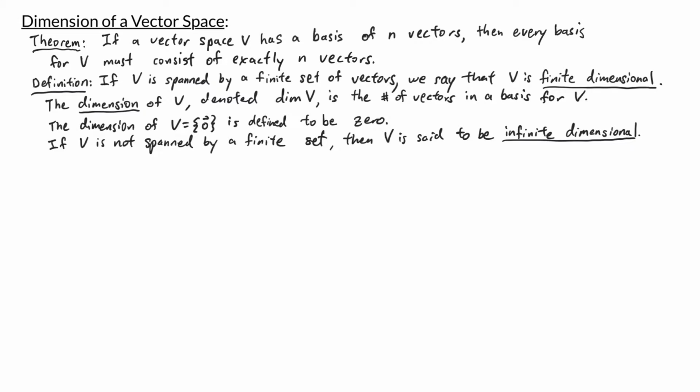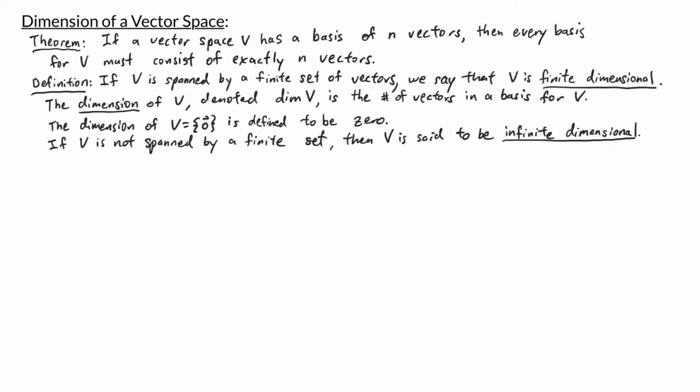If V is spanned by a finite set of vectors, we say that V is finite dimensional. The dimension of V, denoted dim V, is the number of vectors in a basis for V. So this is why we needed our theorem. We needed to make sure that no matter what basis you picked, you always have the same number of vectors. And that's what we call the dimension of a vector space. Next, we say that the vector space consisting of only the zero vector has dimension 0. Lastly, a vector space that is not spanned by a finite set of vectors is infinite dimensional.